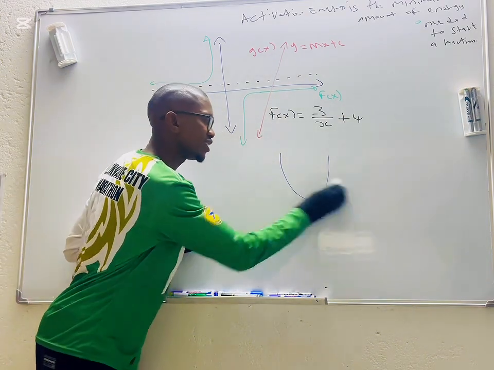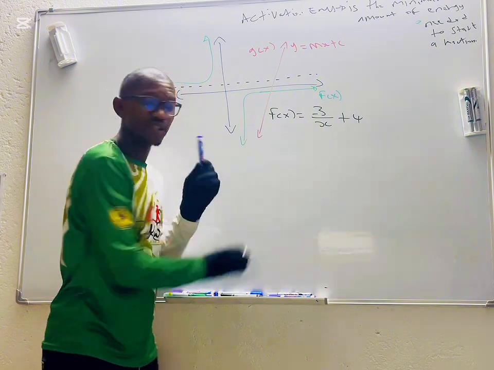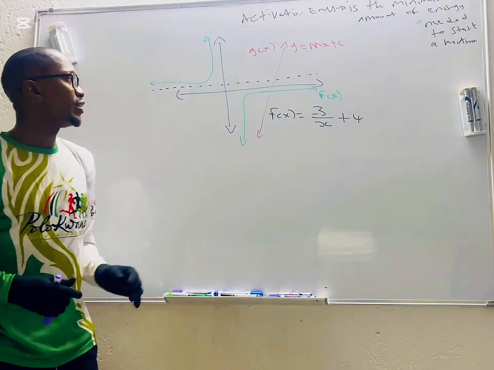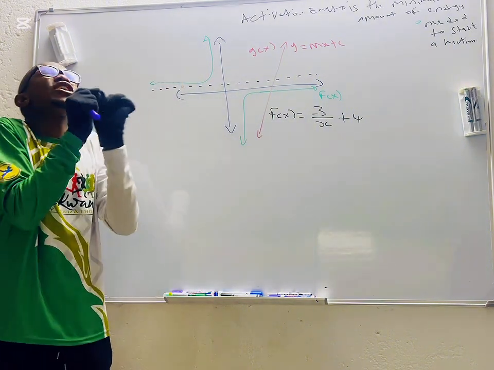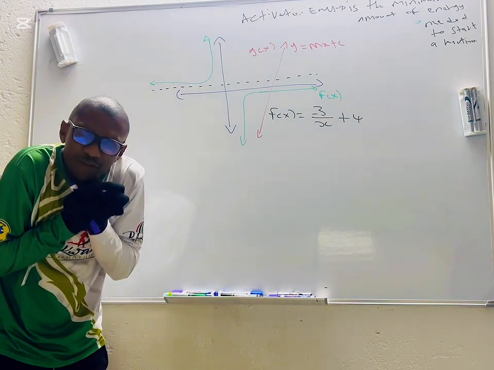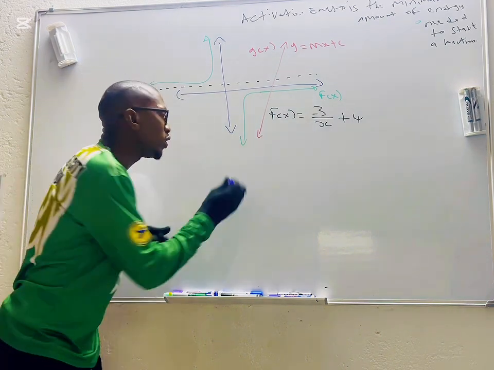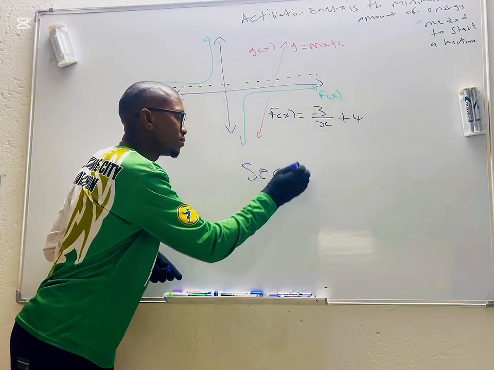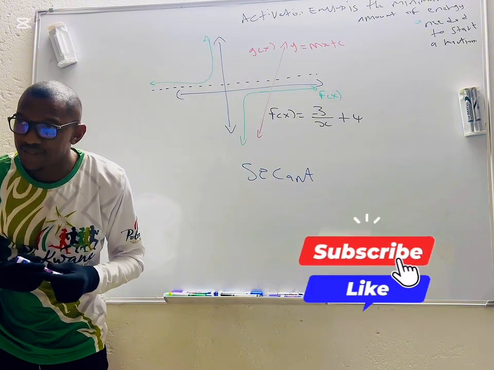But my goal is this, my friend. A tangent is basically a straight line that touches a curve at exactly one point. Number two, if you see a straight line touching a curve or a graph at more than one point, we call it a secant.